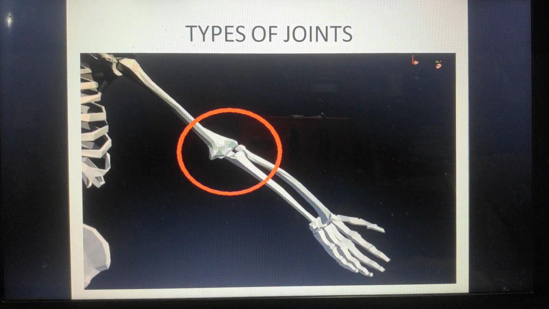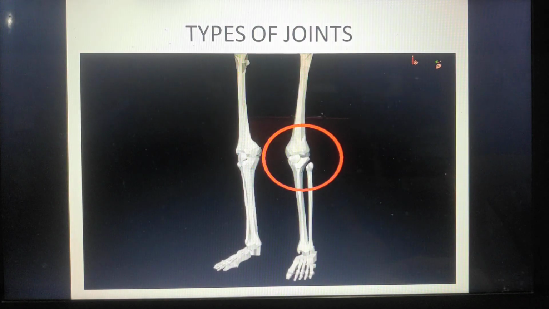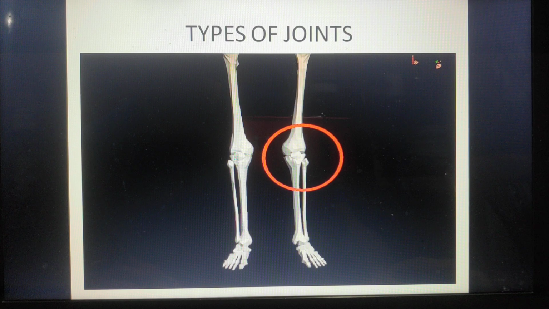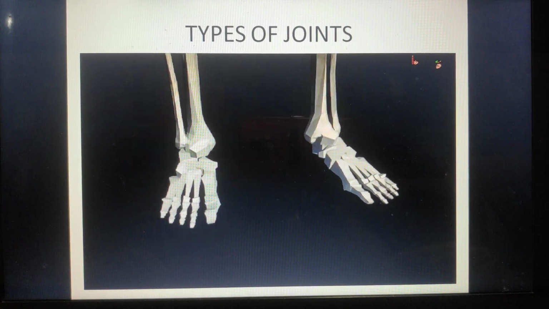A place where two or more bones are joined together is called a joint. We can bend our body around the joints. Examples: knee, elbow, wrist, neck, etc.